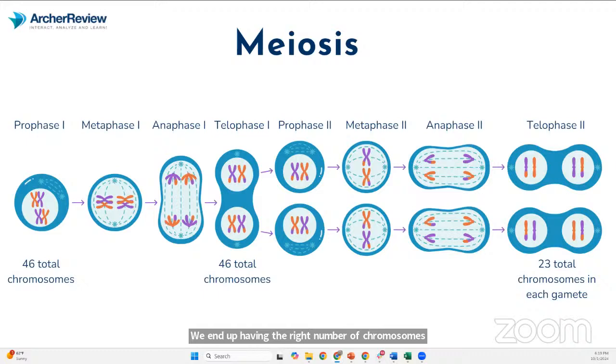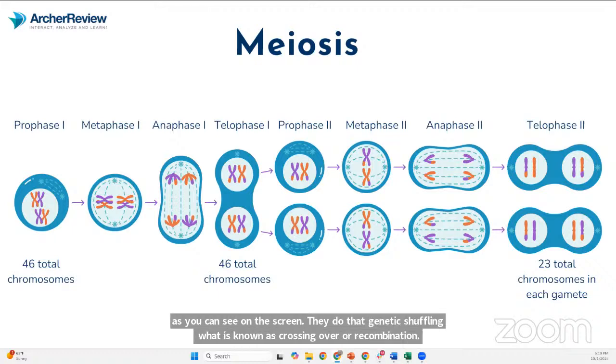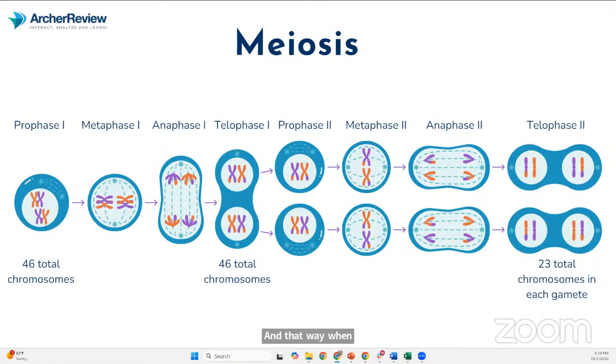Otherwise, the processes, as you can see on the screen, are very, very similar. The only other difference is, as you can see on the screen, they do that genetic shuffling, what is known as crossing over or recombination. And that way, when we end, we have some of those chromosomes with a little bit of orange on them that were purple, and the purple ones have a little bit of orange on them. And so that ends with ultimately 4 genetically diverse cells. It's not showing meiosis cytokinesis here, but if you can imagine a line down between them, we would have 4 genetically diverse cells.